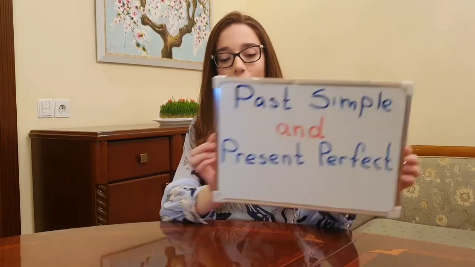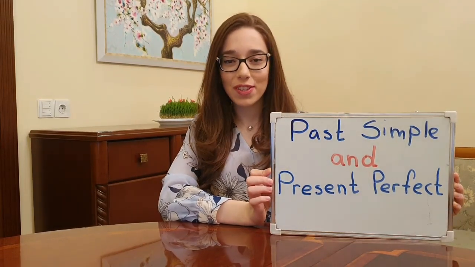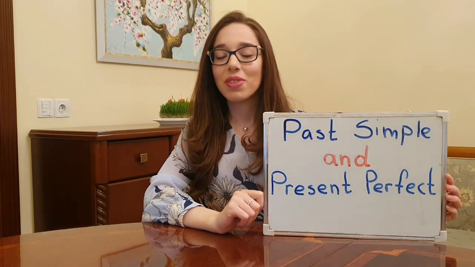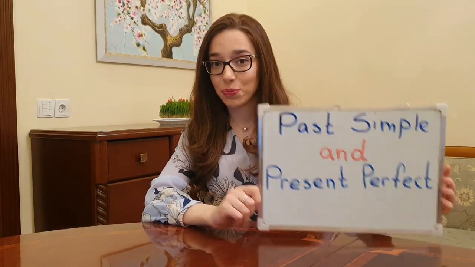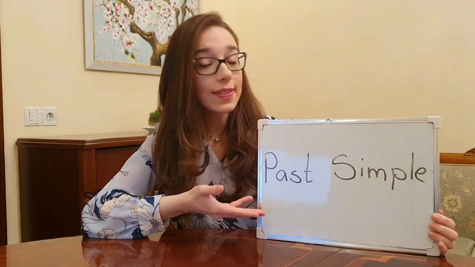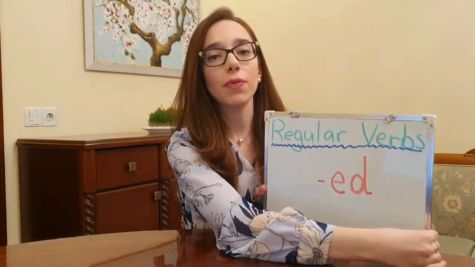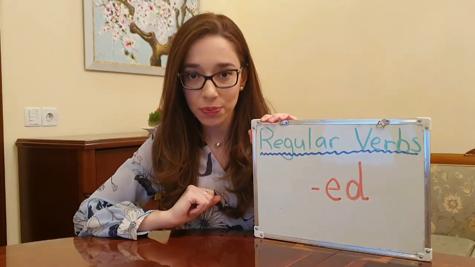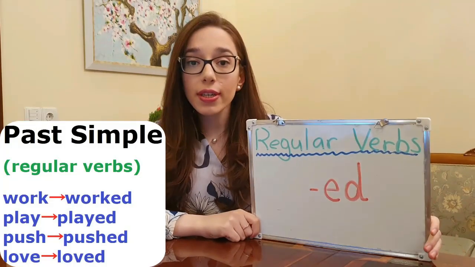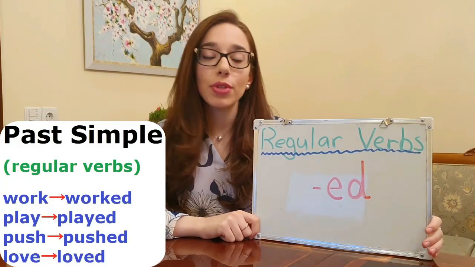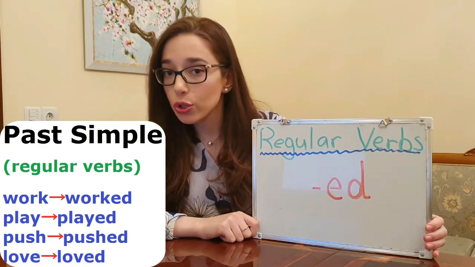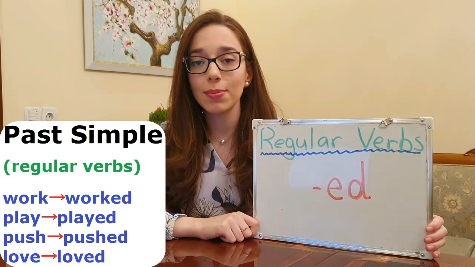Today is another revision lesson. We will look at the past simple and present perfect. As I know this topic is a little bit confusing, so let's start with looking at their structure. How do we form the past simple? For regular verbs, we add -ed to the root form of the verb. For example, work becomes worked, play becomes played, push becomes pushed, love becomes loved.